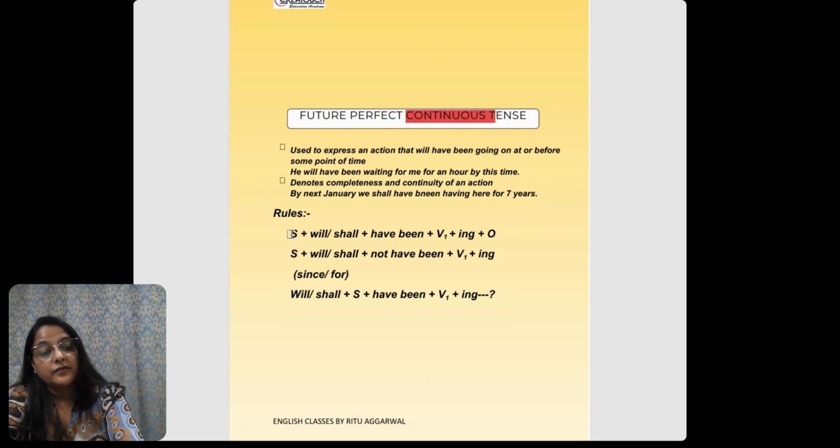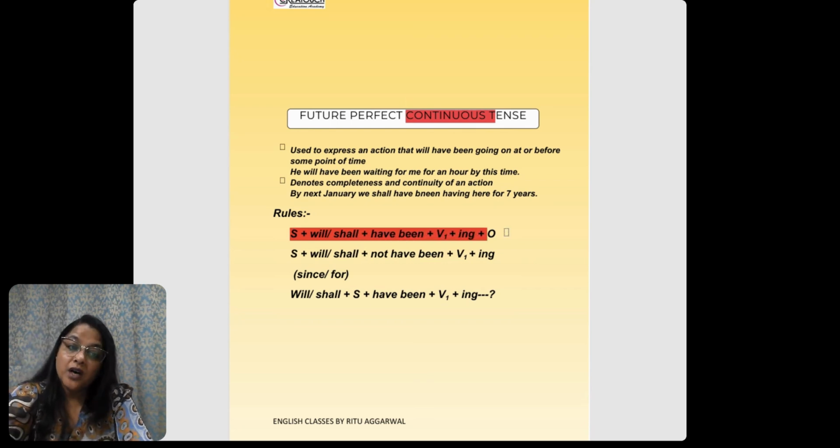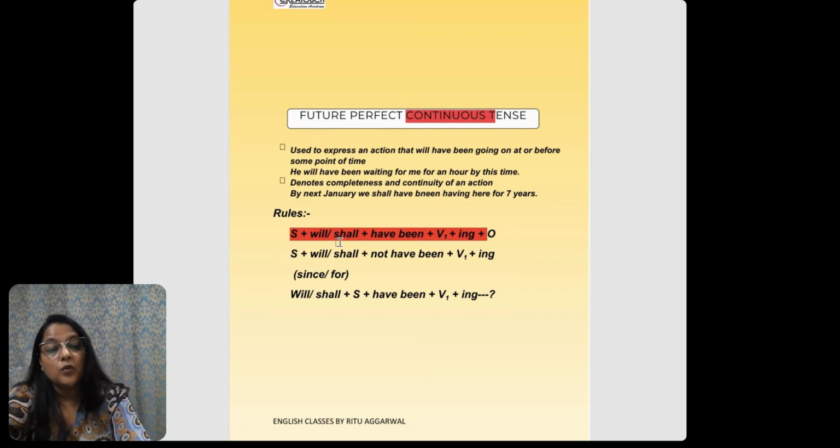The last tense is the continuous tense, ing. Again, the rule is SVO, subject plus verb plus object. The verb is a helping verb and a main verb. The helping verb is will or shall. The main verb is verb first form, because ing has to be written, it is ing V1. Again, because it's a perfect continuous tense, "been" is there. So the formula is subject plus will/shall plus have been plus verb plus ing.